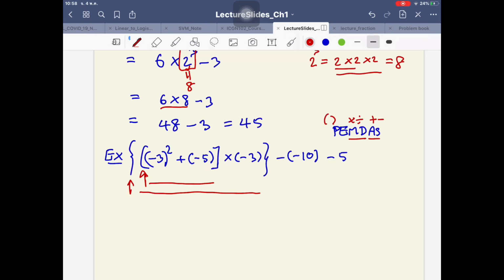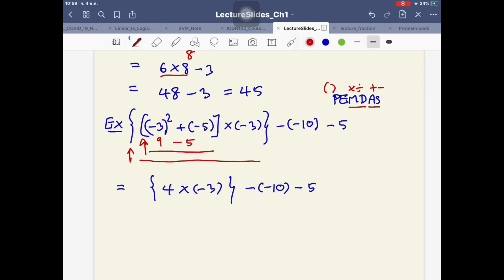And then now you see the exponent term, right? It is minus 3 squared, and that term will give you 9. And then you take minus 5, so 9 minus 5 you get plus 4. So now you get this expression. And here you still have the curly braces, right? So you need to finish this calculation, 4 times minus 3. So now you get minus 12.